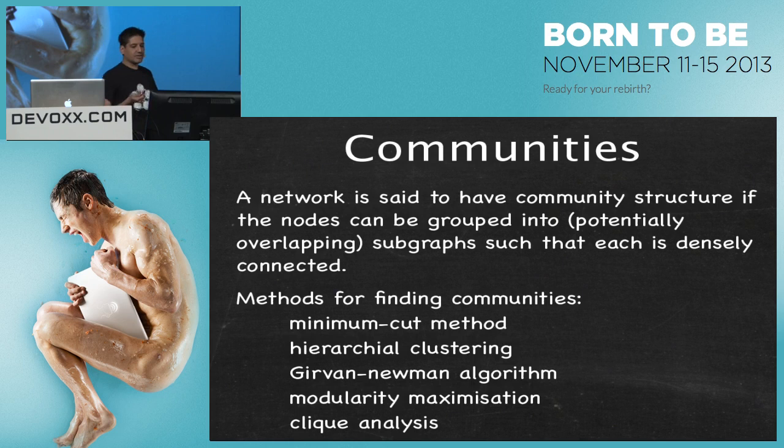The Girvan-Newman algorithm is pretty popular. It's implemented in a lot of off-the-shelf software packages. However, it's quite limited because its computational complexity is the number of edges squared times the number of vertices. So it's not linear. It's polynomial, and it grows quite fast as the graph grows.